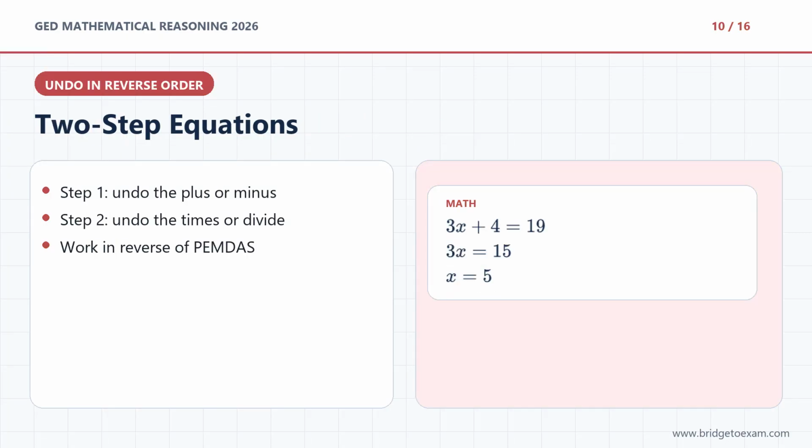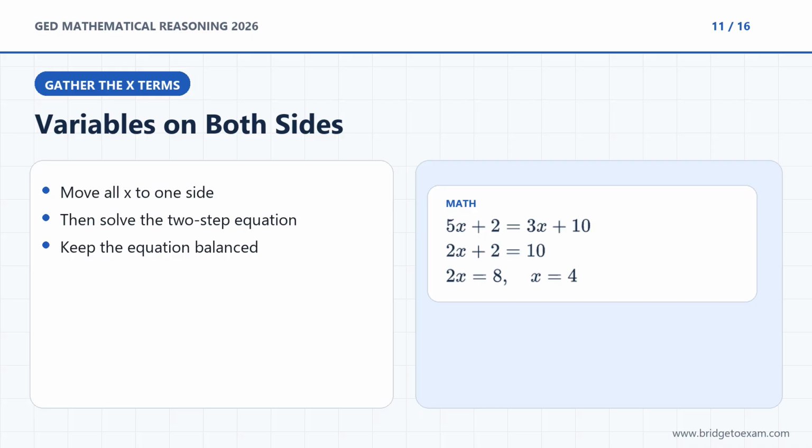Most GED equations take two steps. Undo addition and subtraction first, then multiplication and division. For 3x plus 4 equals 19, first subtract 4 from both sides to get 3x equals 15. Then divide both sides by 3, so x equals 5. 2 clean steps. Sometimes x appears on both sides.